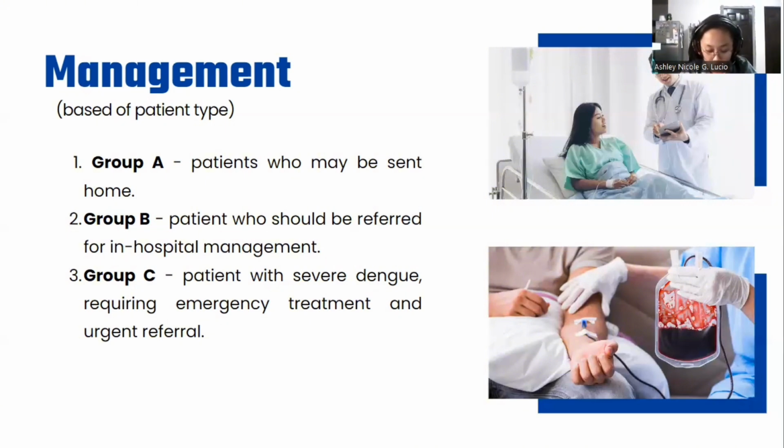Next is social circumstances, such as living alone or living far from a health facility or without a reliable means of transportation. Lastly, the referring facility has no capability to manage dengue with warning signs and severe dengue.